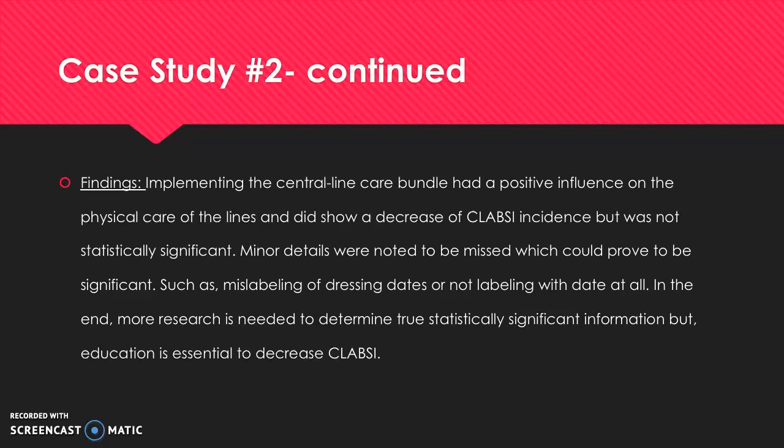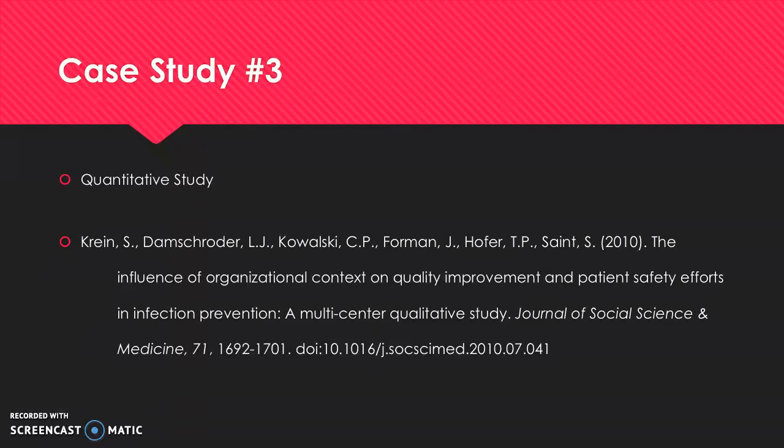Minor details were noted to be missed, which could prove to be significant, such as mislabeling dressing dates or not labeling a date at all. In the end, more research is needed to determine true statistically significant information, but education is essential to decrease CLABSIs. The third case study is a quantitative study written by Krein et al.